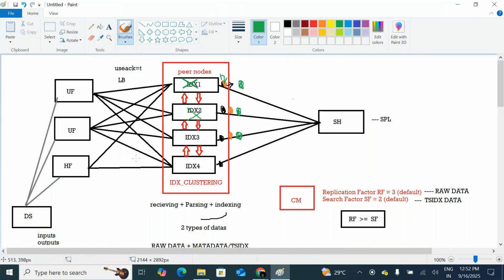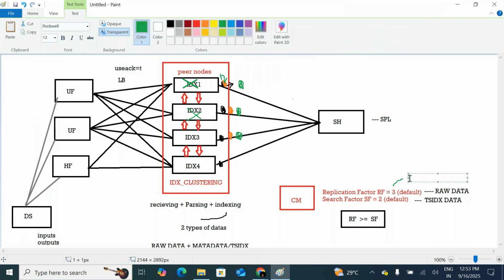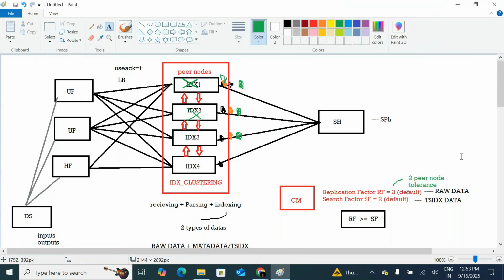Immediately it will maintain one more copy, so that even if one copy fails, you can still search your data. Got my point? Yes. But if a third indexer fails, by logic itself it won't work. Why? Because your replication factor 3 means 2 identical copies only, so 2 peer node tolerance only. That means even if up to 2 indexers fail, you will get 100% of data.